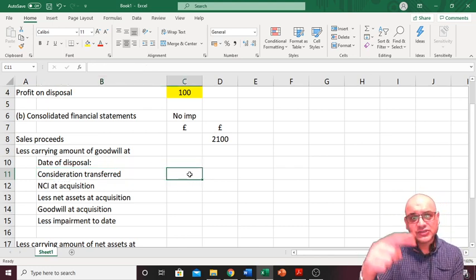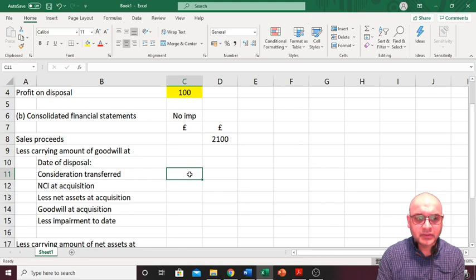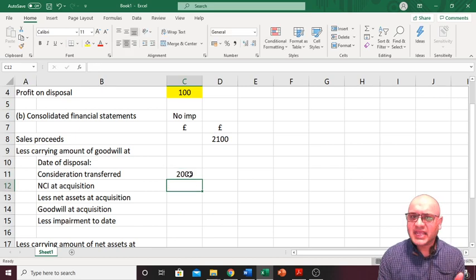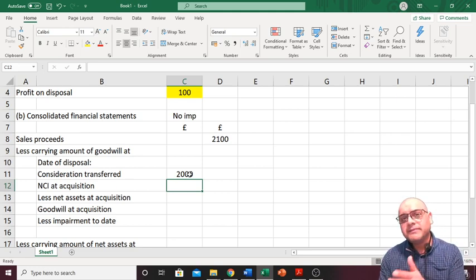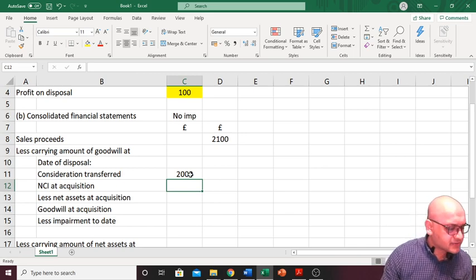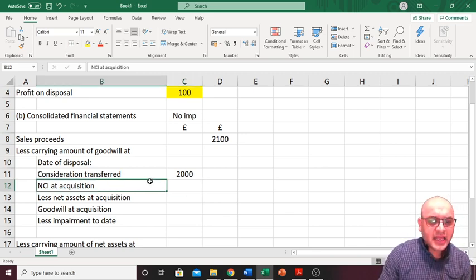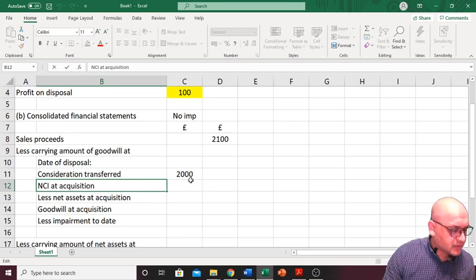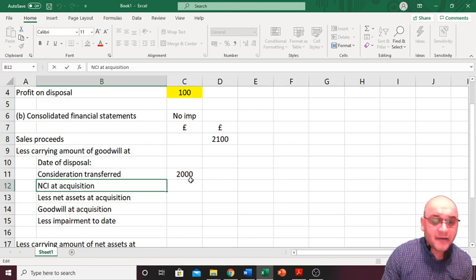Okay, so let's use the middle column to work through the goodwill. So first of all, let's work out the goodwill at the date of acquisition, then we can take away the impairment. But in this particular part, there is no impairment. So whatever goodwill we find will be the goodwill at the acquisition and also at disposal date. So 2,000. Now NCIs at acquisition, we need to work out what the NCIs at acquisition were.